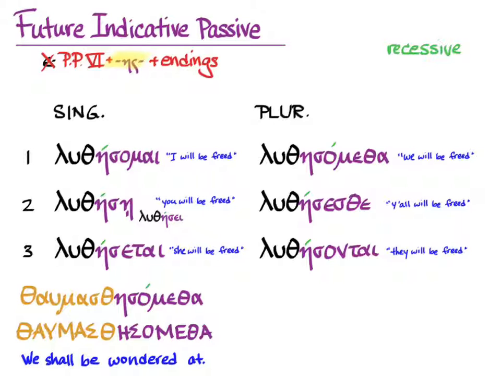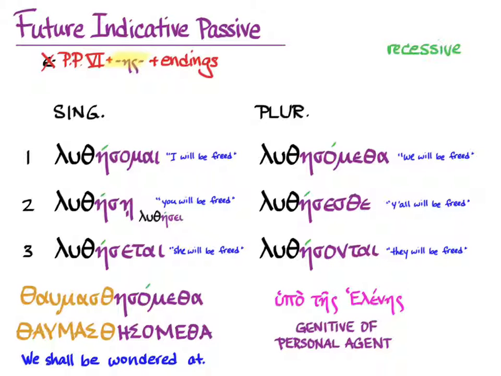It's future indicative passive, first person plural, so we are the subject, but we are not doing the action of the verb. Somebody else is, and we are receiving the action of the verb, receiving the wonder. By whom, we don't specify. If we did, though, it would be in the genitive of agent. Hypotes Hellenes here is pretty accurate, though, because my daughter Helen thinks we're pretty awesome.